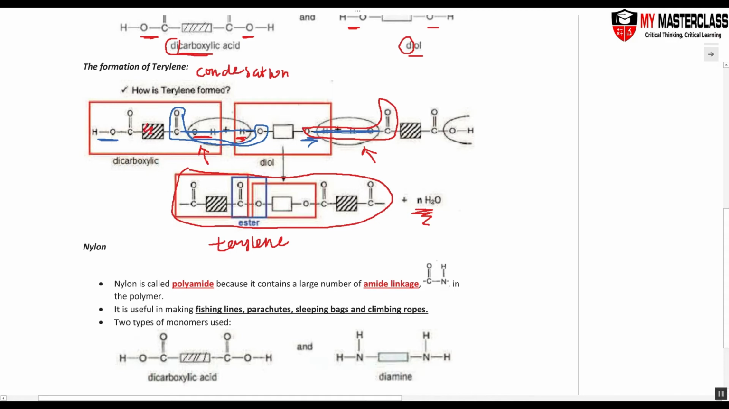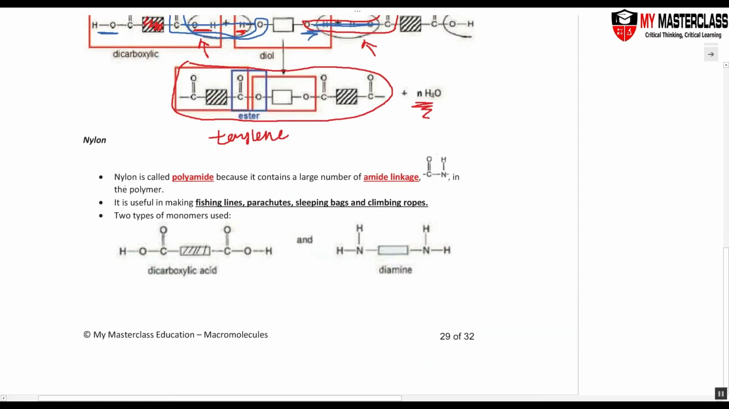This box over here, it doesn't matter. It can be X number of carbon atoms. This box over here can be 10 carbon atoms plus your hydrogen. It doesn't matter what's inside. It only matters that it forms the ester link. Nylon is what we call your polyamide. So in a polyamide, we have a lot of amide linkages. Your amide linkage will look something like this. C double bond O, single bond N, single bond H.